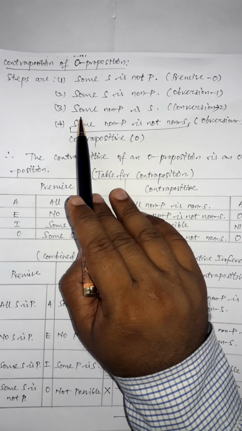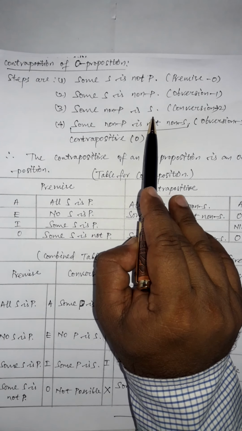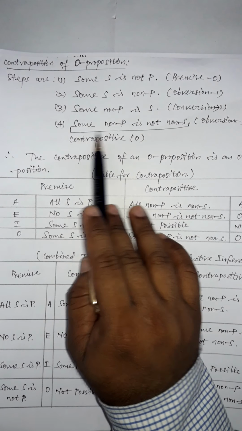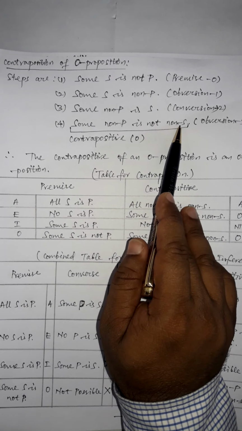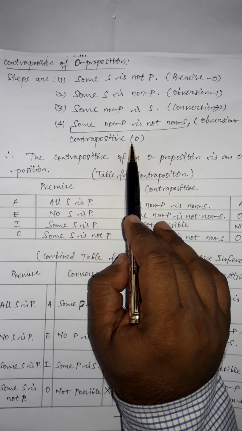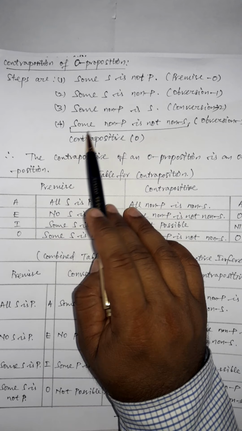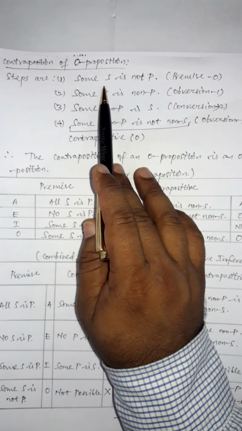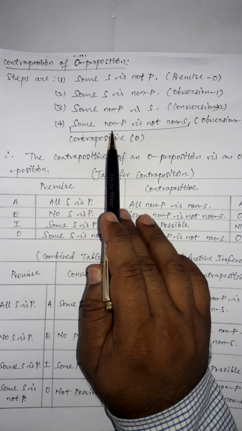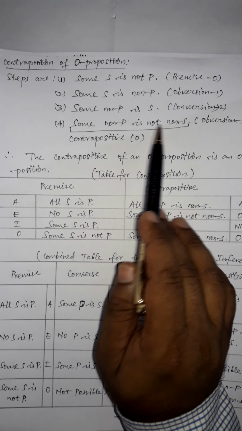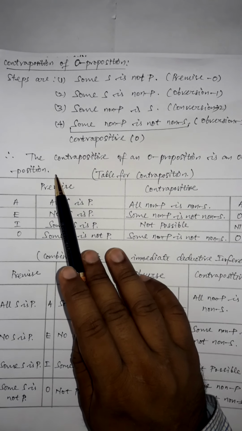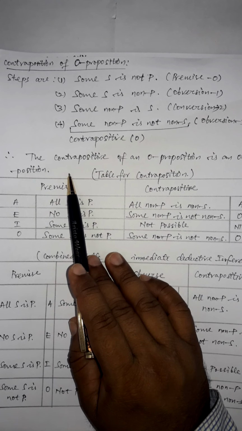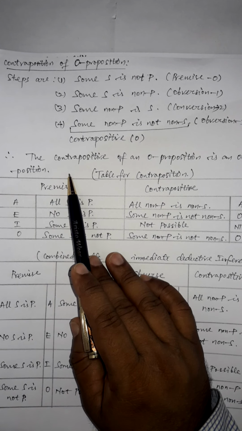Then apply conversion on it. It will become "Some non-P is S". And again apply obversion on it. It will become "Some non-P is not non-S", which is again an O type of proposition. So the contraposition of O type proposition, which is "Some S is not P", is "Some non-P is not non-S". So the contraposition of an O proposition is another O proposition. Okay friends, in this way we discussed the contraposition of all four types of propositions.